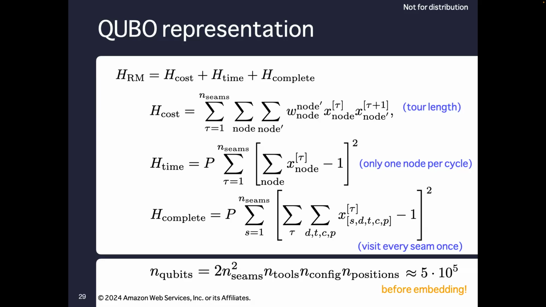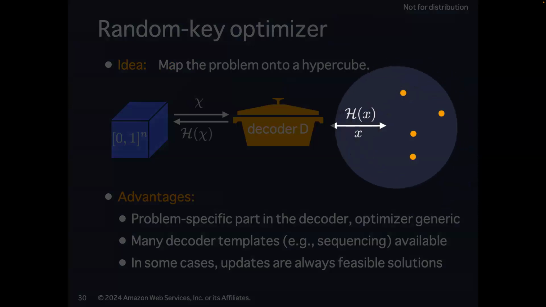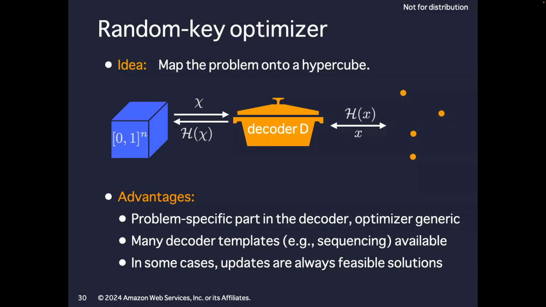Okay? Now, how does random key optimization work? The idea is actually very elegant due to a former Amazon scholar, Mauricio Resende. What you do is you start over here. You know, let's say these are positions in space, decorated nodes, whatever you want to call it. And on the left-hand side, you have a hypercube. On each edge of the hypercube, you have variables that can be between 0 and 1.